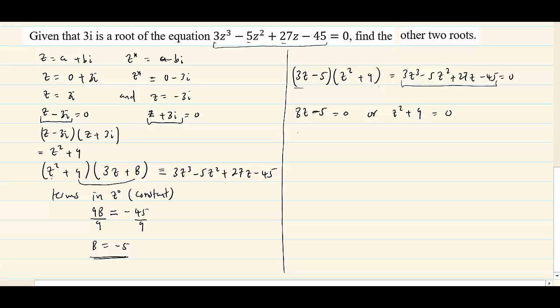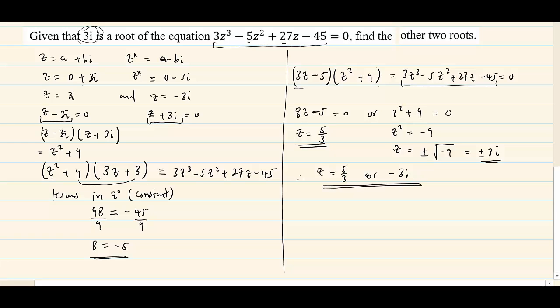If I solve this linear equation in z, it means that z is going to be equal to 5 over 3. And here I'm going to get z squared being equal to negative 9, so z is equal to plus or minus the square root of negative 9, which is equal to plus or minus 3i. The question required us to find the two other solutions. Therefore, z is equal to 5 over 3, and we'd been told that z is equal to 3i already, so the one that we are looking for is minus 3i. So those are the other two solutions that we were meant to find.